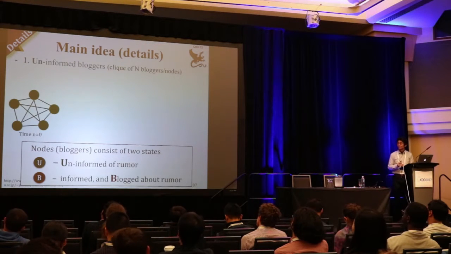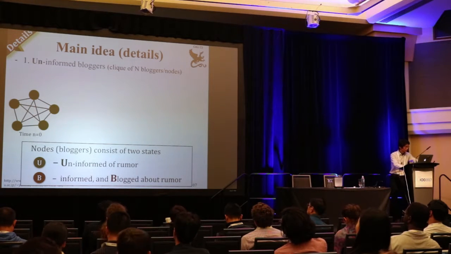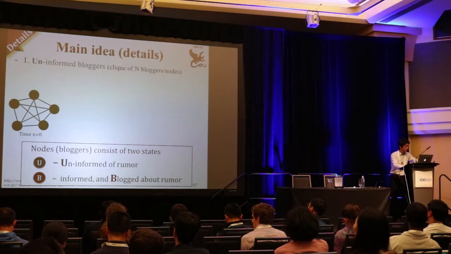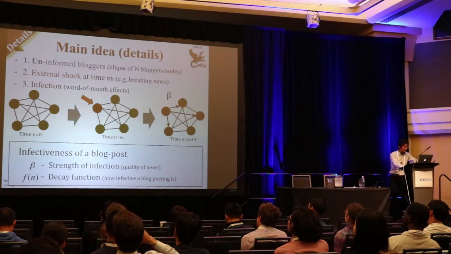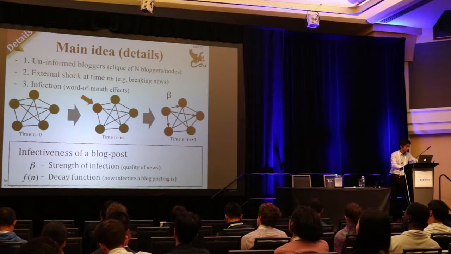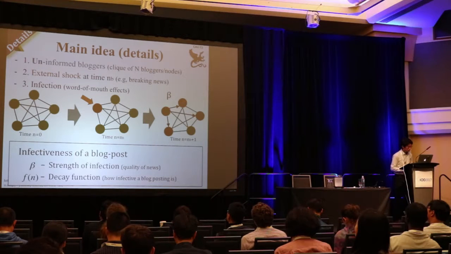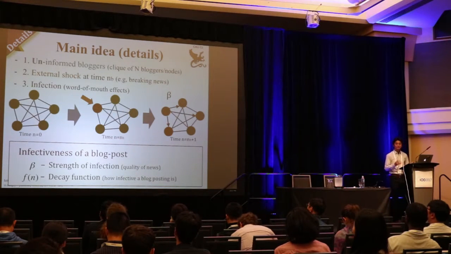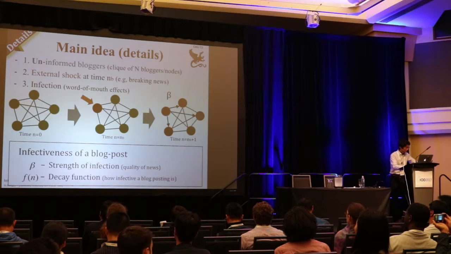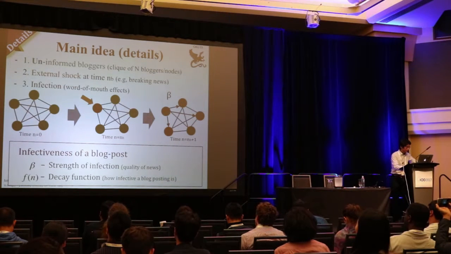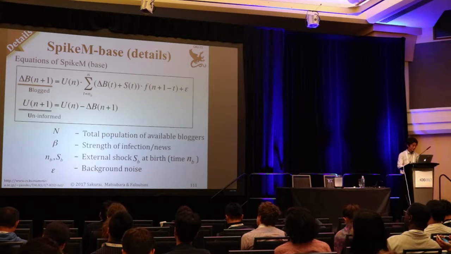Let me give you an example. Everyone is uninformed about the rumor. Everyone doesn't know such a rumor or news. And then an external shock happens, which leads to information propagation. With beta, beta is the strength of infection, or quality of news, or strength of news. We also introduced a decay function, which says how effective a blog post is, and we use a power law. So this is a base equation.